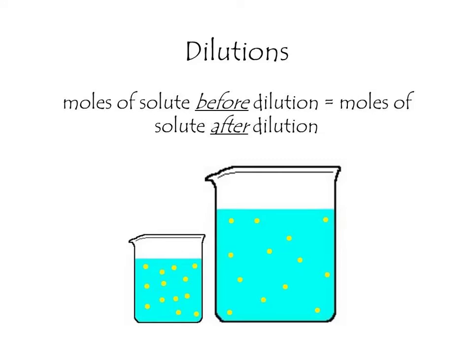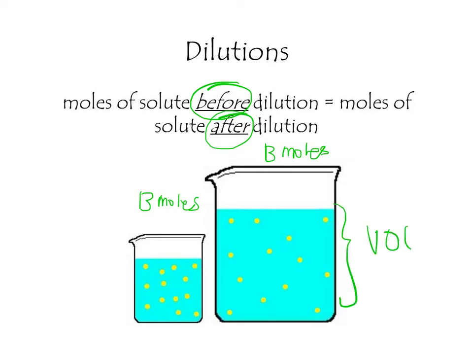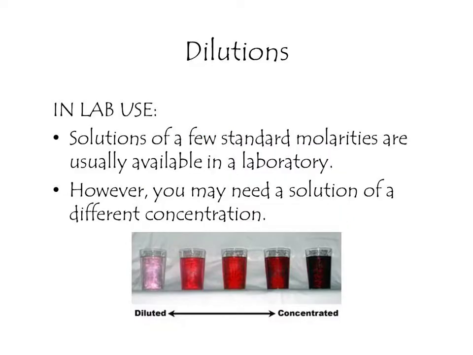And so the key thing here that you need to know is that the number of moles before the dilution are the same number of moles after. Again, 13 moles, 13 moles. That does not change. The key thing that changes is the volume. So that's what the key difference is for dilutions and when we do dilution calculations.